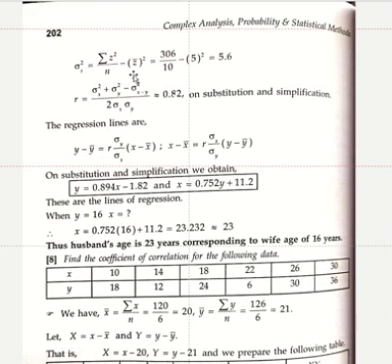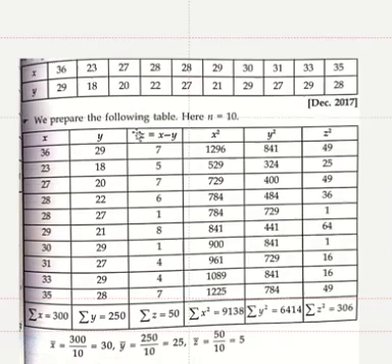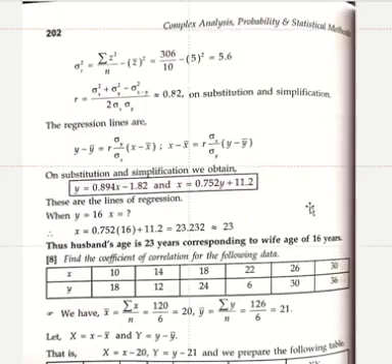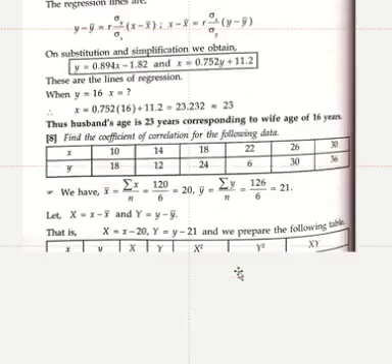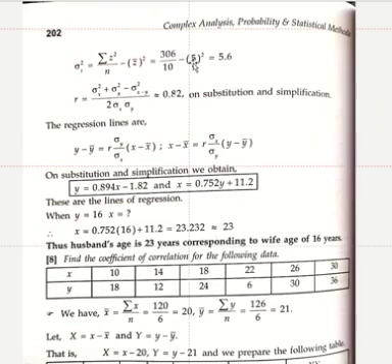Similarly, we can find sigma z whole square, which is equal to summation of z square divided by n minus z bar whole square. Summation of z square is equal to 306, divided by n is 10, minus z bar. Here z bar is 5, so z bar square is 25. After simplifying this we get 5.6. Therefore r, the correlation coefficient, is equal to sigma x whole square plus sigma y whole square minus sigma of x minus y whole square, divided by 2 into sigma x into sigma y, which is nearly equal to 0.82 on simplification.